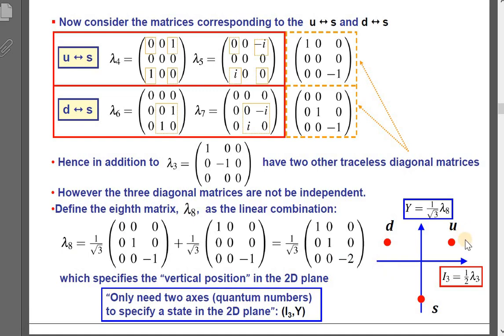Previously we talked about only a one-dimensional plane when we were talking about SU2 symmetry for ud quarks, and now here we have got a 2-dimensional plane since we have included the s quark, and as a result we will be working in this 2D plot. Now we only need 2 axes or 2 quantum numbers to specify a state in the 2D plane, I3 and Y.